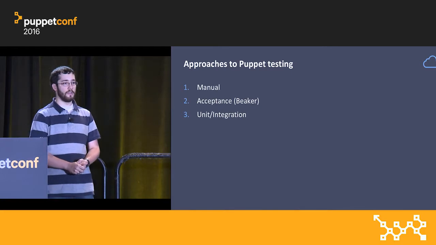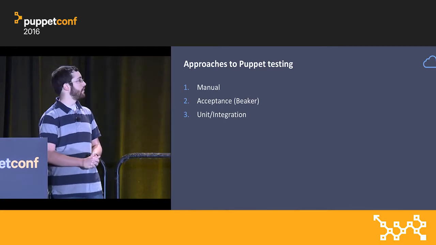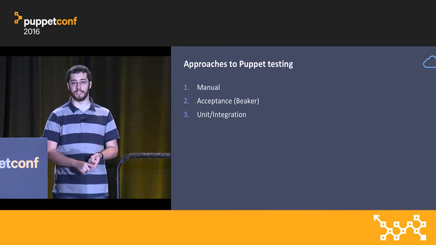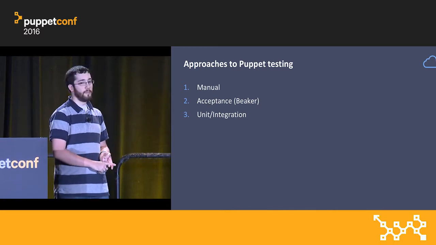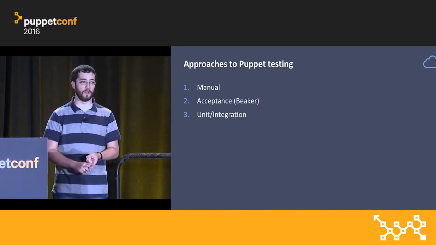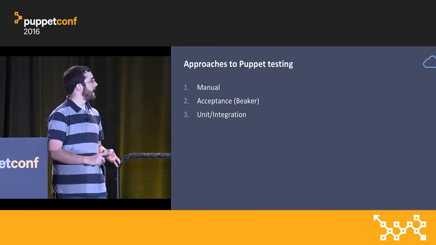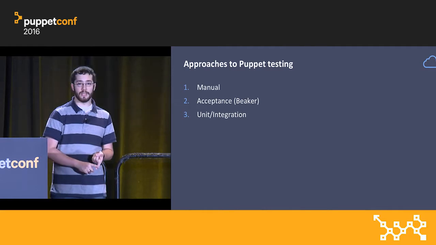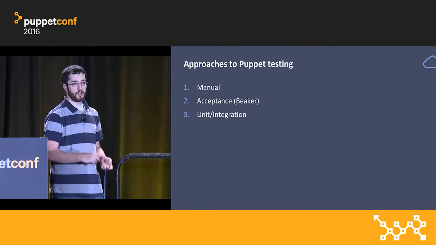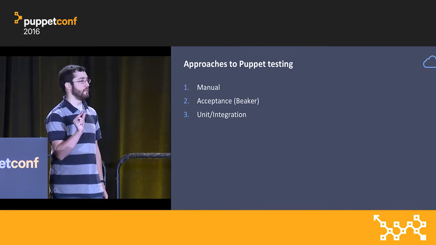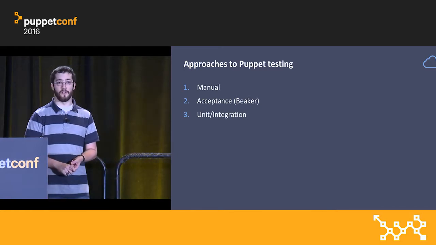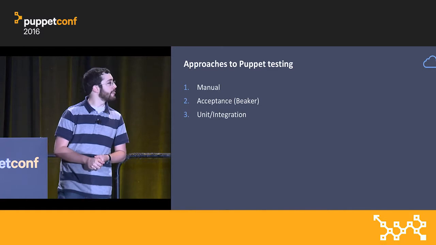We identified three possible ways that we could have made the process better. One would be by improving the manual testing process. Another would be by using acceptance testing with Puppet's Beaker tool. And the third way would be with unit/integration testing. Manual testing, the only thing you can really do there is try and shrink the times that those steps take. But the testing process still has all the inherent flaws, even if it's quick.